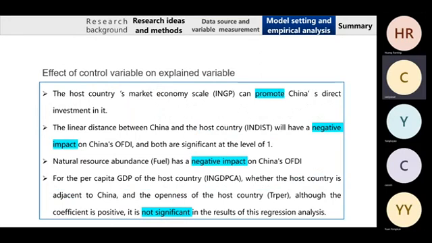We can also see the effect of the control variables on the explained variable. The host country's market economy scale can promote China's direct investment in it, and the linear distance between China and the host country will have a negative impact on China's OFDI, and both are significant at the level of 1%. The natural resource abundance has a negative impact on China's OFDI. For the per capita GDP of the host country, whether the host country is adjacent to China, and the openness of the host country, although the coefficients are positive, they are not significant in the results of this regression analysis.